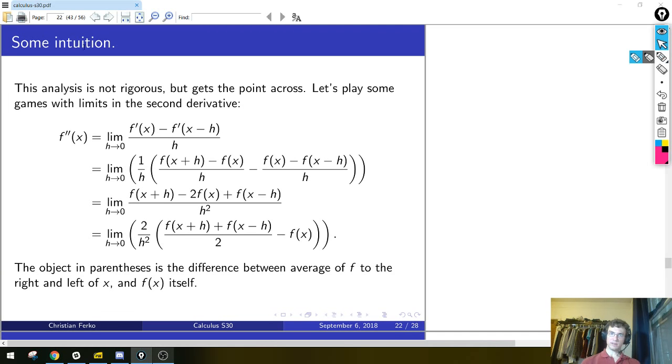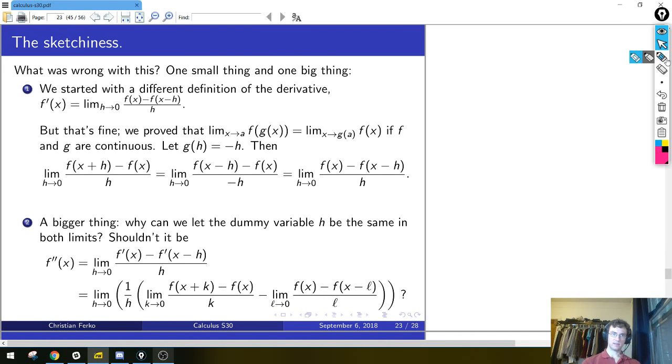Good. Okay, let me just make some caveats about what the sketchiness was. So there's two things I swept under the rug. One of them I'll actually fix now, and the other I won't. So this I flagged for you, this different definition of the derivative, where you put the x minus h here instead of the x plus h here.